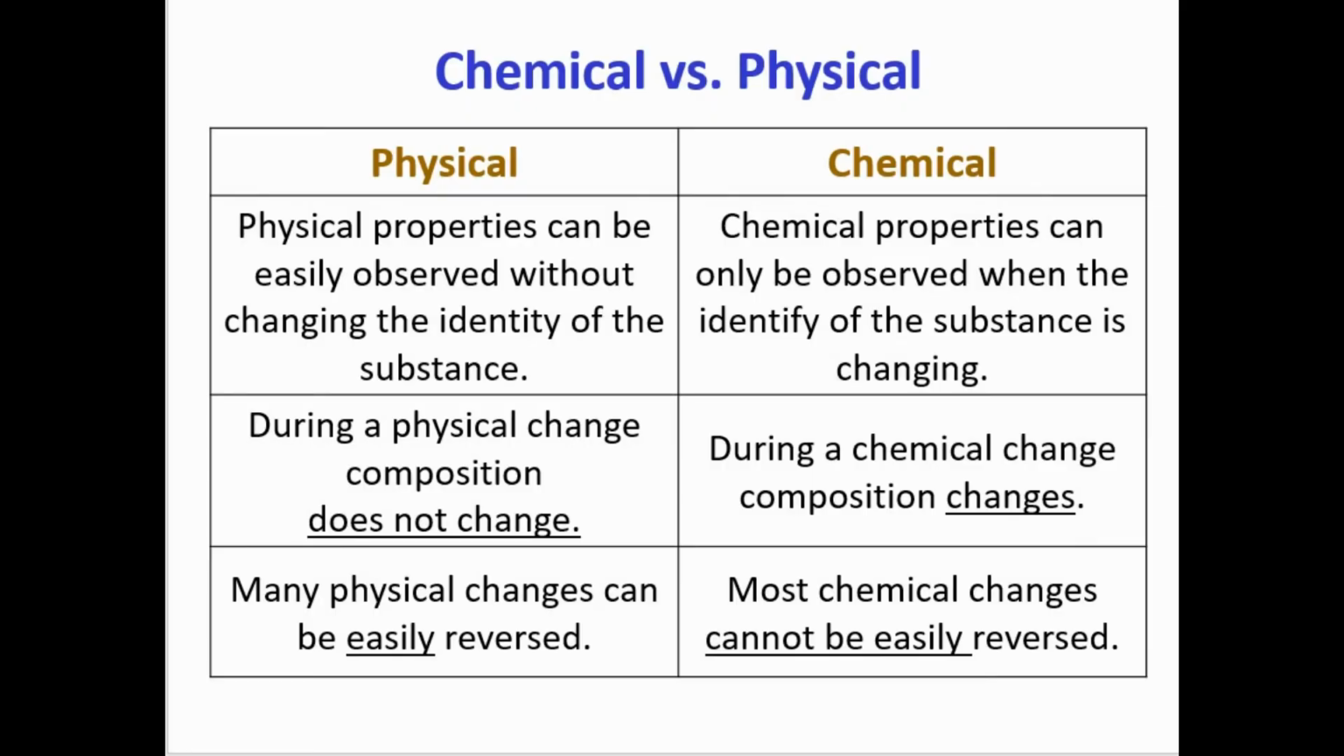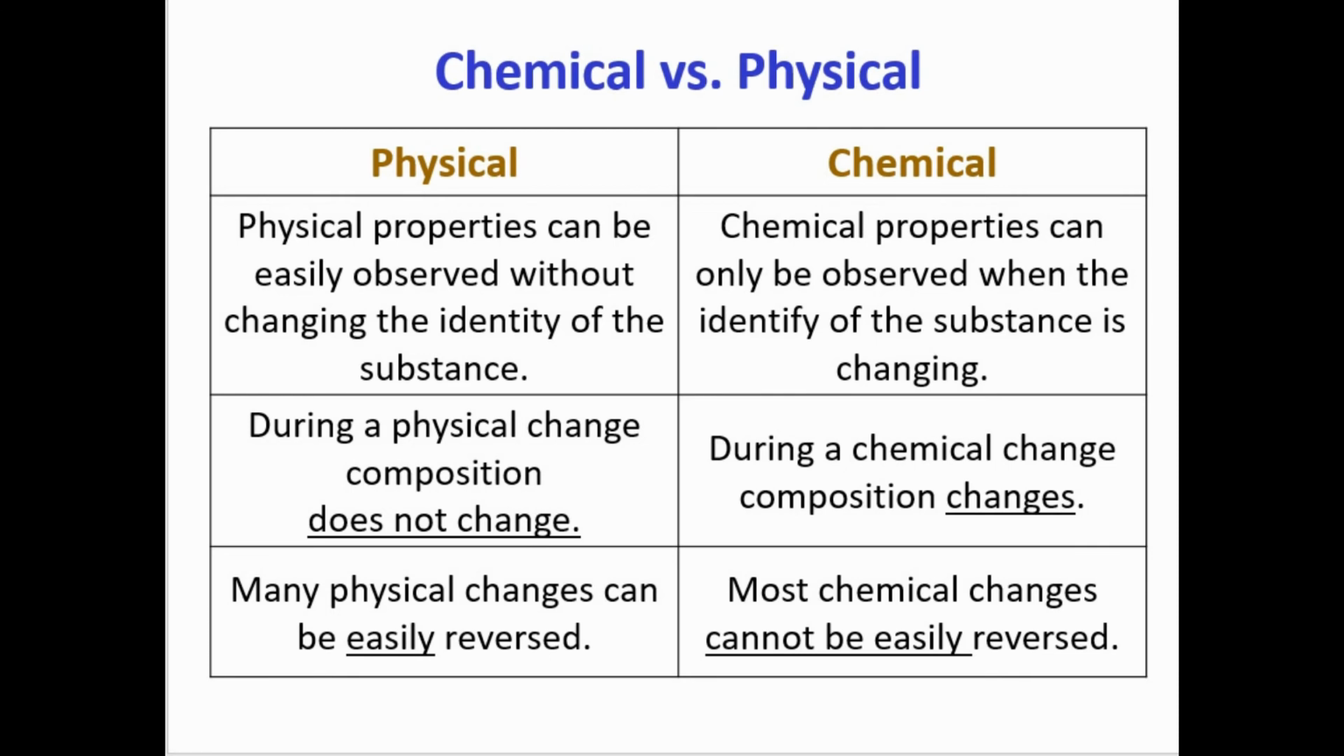During a physical change, the composition doesn't change. The aluminum remained aluminum. During a chemical change, the composition changes. What you started with is very different from what you ended with.